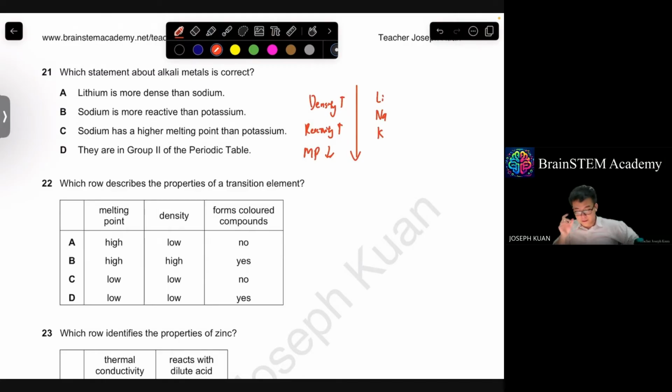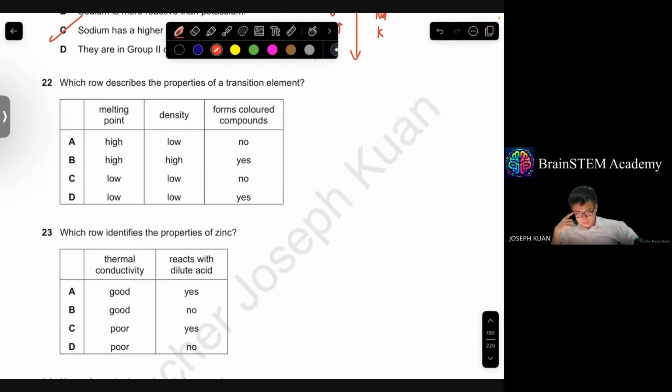So the best answer here is: sodium has a higher melting point than potassium. Right, moving on. Which row describes the properties of a transition element?